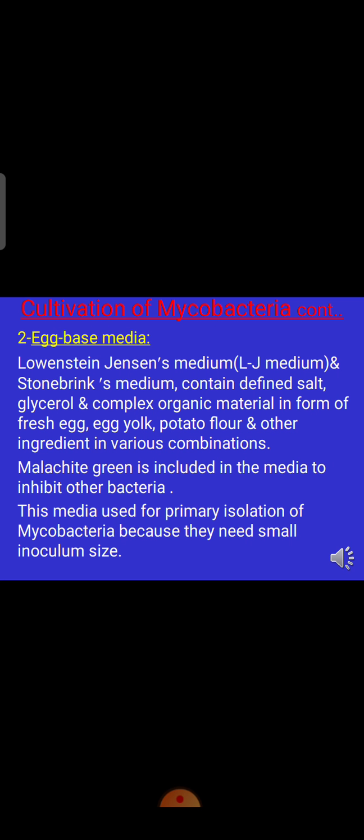The egg-based media is used primarily for isolation of mycobacteria because they need a small inoculum size. That is to say, if the acid-fast bacilli are present even in a small number in the specimen, this type of media supports the growth of these bacteria, which appear as colonies on the media. So if we want to isolate the mycobacteria for the first time, the best media for primary isolation is the egg-based media.